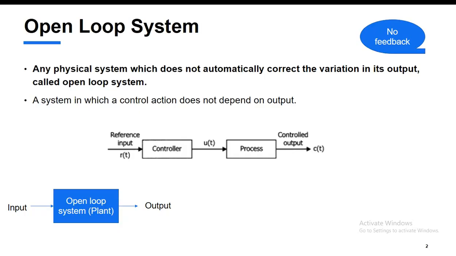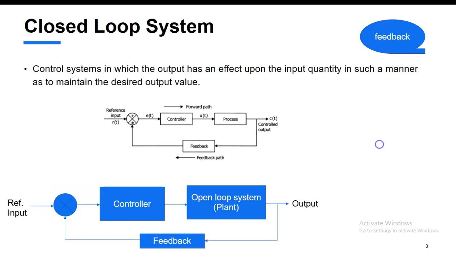What is open loop system? Any physical system which does not automatically correct the variation in its output is called open loop system. Or I can say the control system in which output quantity has no effect upon the input quantity. Means this particular system is having input and output, there is no feedback. It is basically an open loop system.